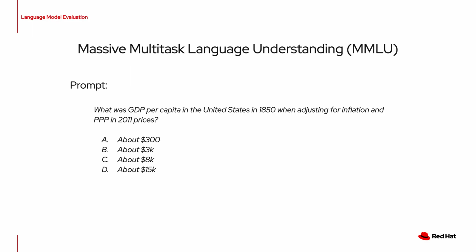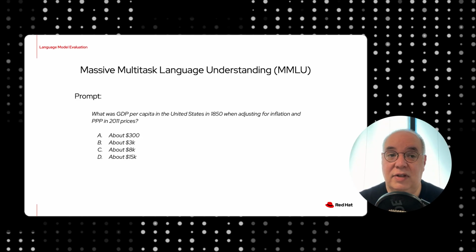Let's look at a specific question from the global facts subject. What was the GDP per capita in the United States in 1850 when adjusting for inflation and PPP in 2011 prices? This question demonstrates how MMLU tests knowledge across very different domains. This one requires historical economic knowledge, specifically about the economic conditions of the United States in the mid-19th century, adjusted for modern economic measures like purchasing power parity.